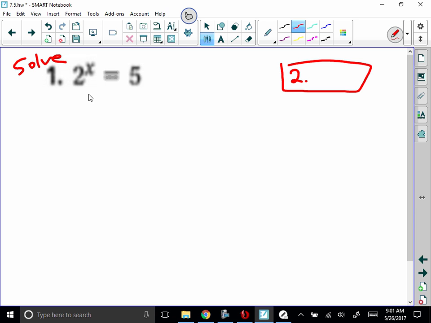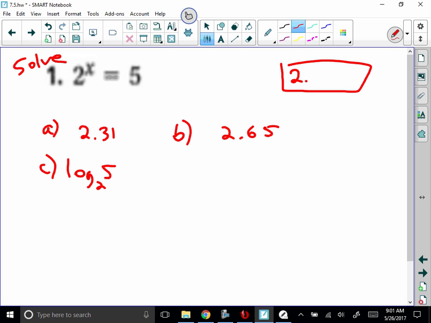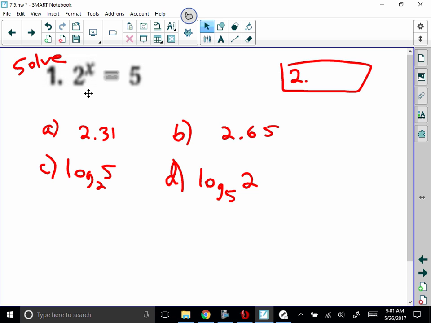What if the multiple choice question says something like 2.31, 2.65, the log base 2 of 5, or the log base 5 of 2? I don't know what the answer is. The decimal ones I made up. But let's see.